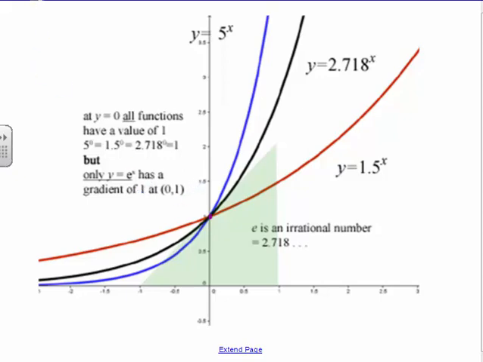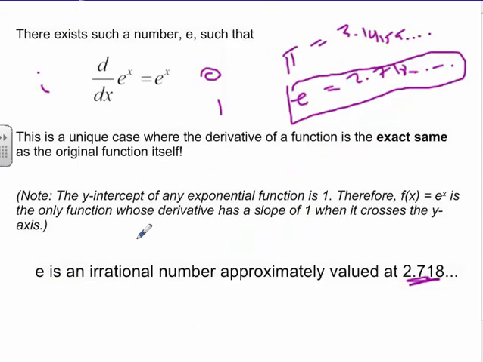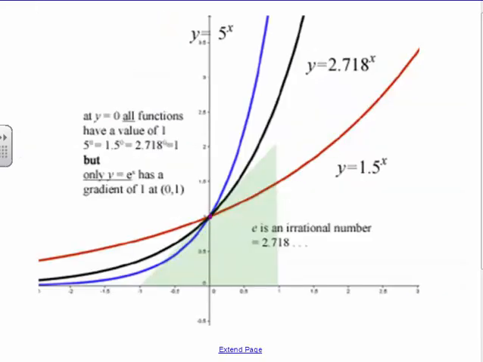All the rest of the graphs that are exponential are not quite there. Which is why it derives to itself. So this is a very unique type of function.